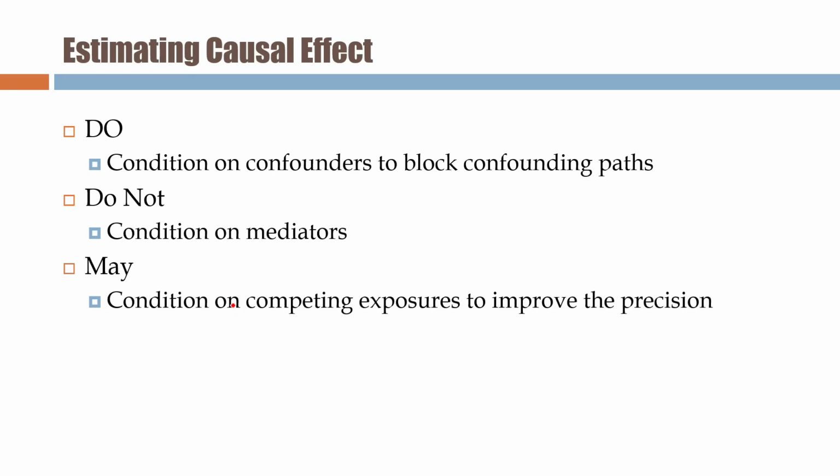So when we are estimating the causal effect, we condition on the confounder so that we close the confounding path, and you do not condition on the mediator, which means we keep it open, all the paths that affect the C to F when we want to see the exposure and the outcome. And you may, that's why this is may, and computing exposure.